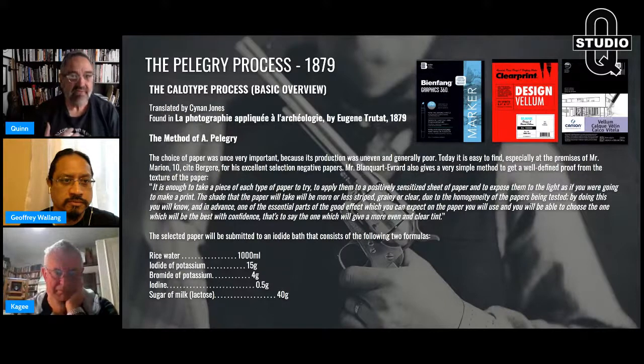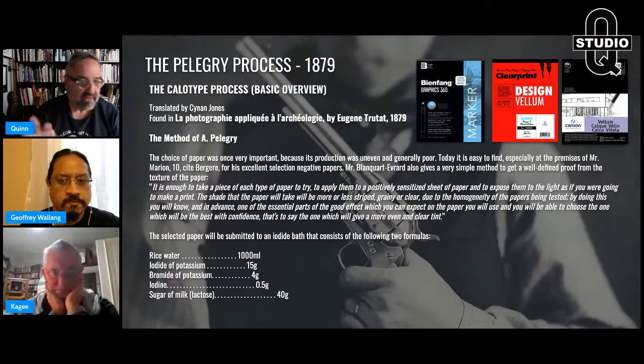Today, we don't have that problem. You can see here, I put the 3 best papers up there that you can use. Bienfang Graphics 360. The Clear Print vellum is what I used on the calotype you just saw up there. And then this 90-gram vellum from Canson is great paper as well. So any of these 3 papers for calotypes works just great.